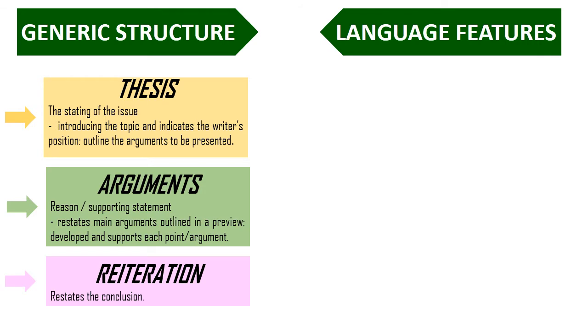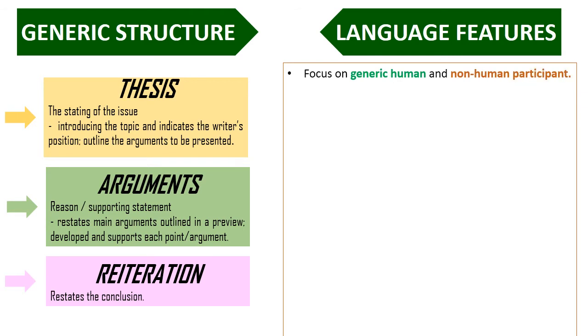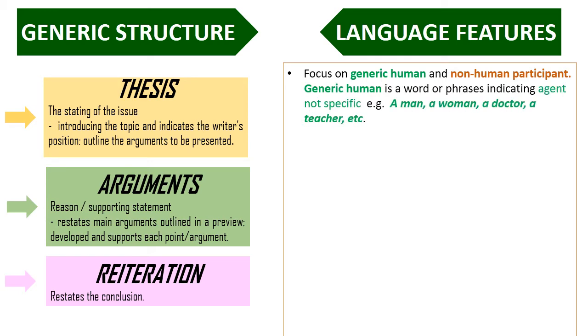Next, the language features atau struktur kebahasaan untuk analytical exposition. First, it is focused on generic human and non-human participant. Generic human is a word or phrase indicating an agent that is not specific. For example, a man, a woman, a doctor, a teacher, and etc.